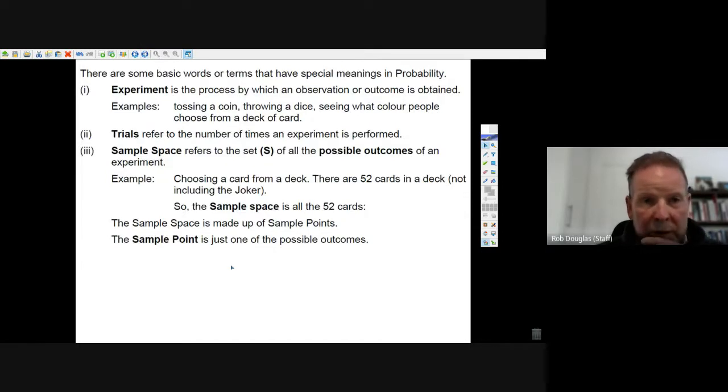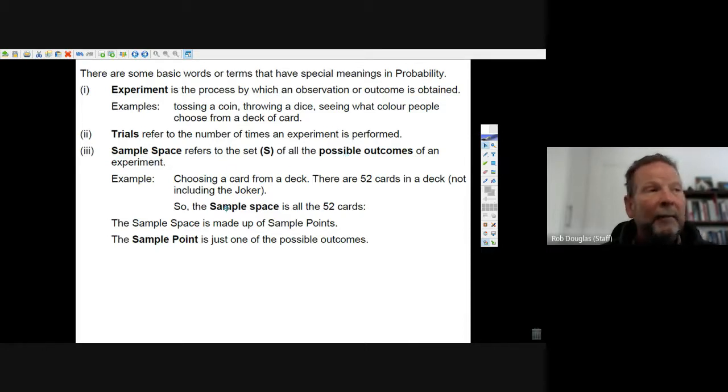Now, there's some words in your notes that are important. A probability experiment is when you're actually conducting, like flipping a coin or actually picking the marbles out of the bag and doing one of those things. That would be an experiment. The trial is how many times you perform it. The sample space, that talks about the total possible outcomes.